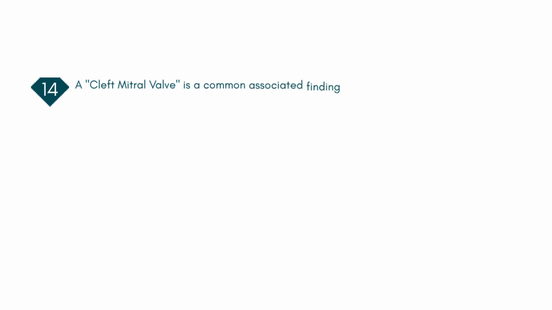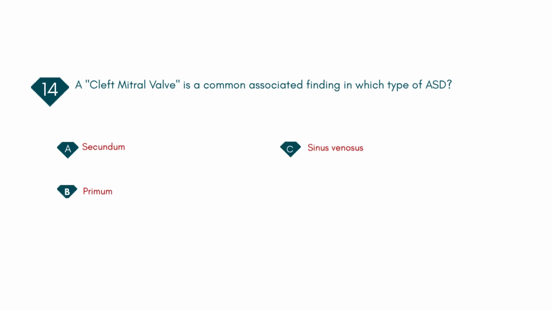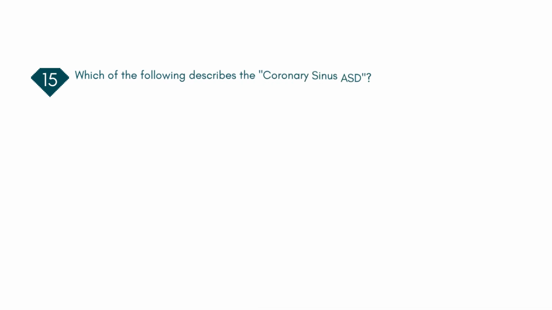A cleft mitral valve is a common associated finding in which type of ASD? A. Secundum. B. Primum. C. Sinus venosus. D. PFO. Answer: B. Primum.